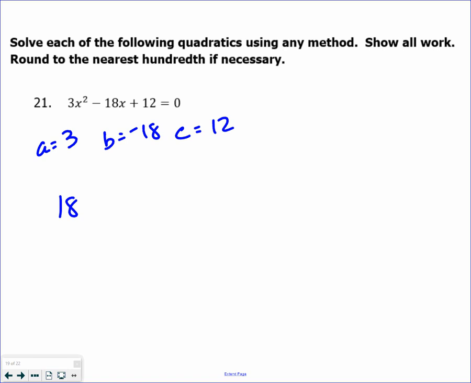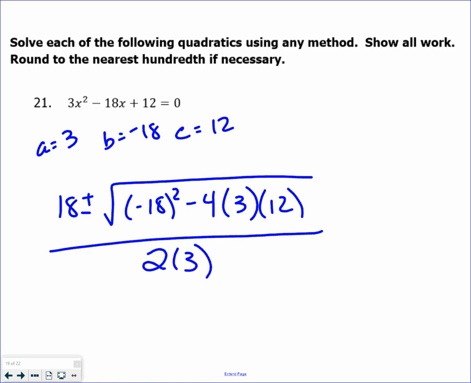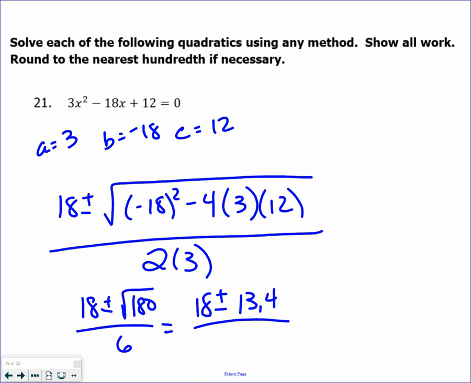So -b plus and minus the square root of b squared minus 4ac all over 2a. So using the quadratic formula. Now, pull out a calculator. You're going to need -18 squared, and then 4 times 3 times 12. So you get 180. Now, the square root of 180 is a decimal. So 18 plus and minus 13.4.